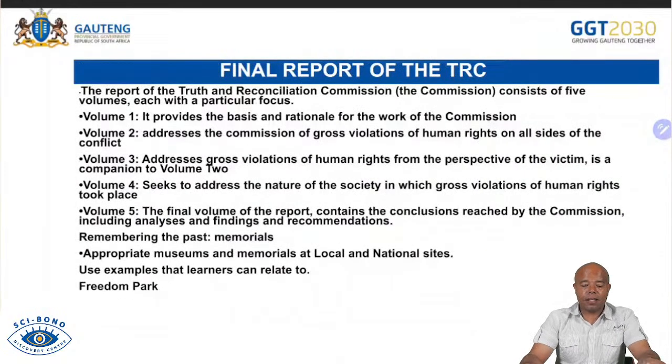And what was the final report of the TRC? The report of the Truth and Reconciliation Commission consists of 5 volumes, each with a particular focus. Number 1, the first volume, provides the basis and rationale for the work of the Commission. Volume 2 addresses the commission of gross violations of human rights by all sides of the conflict.